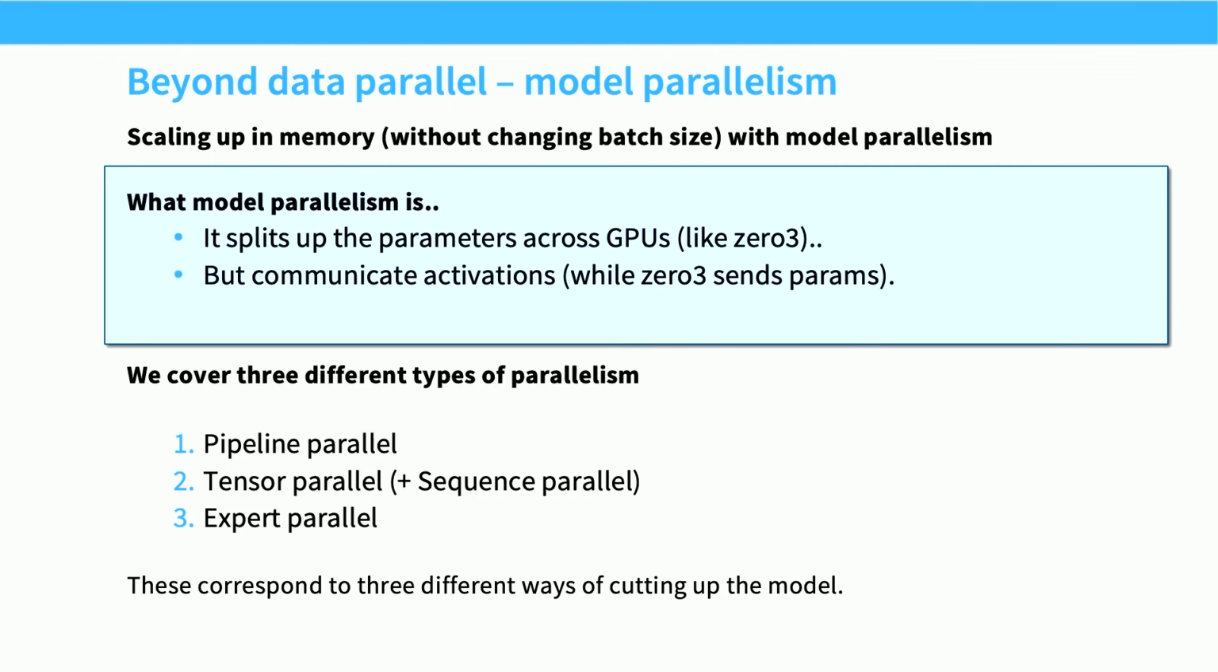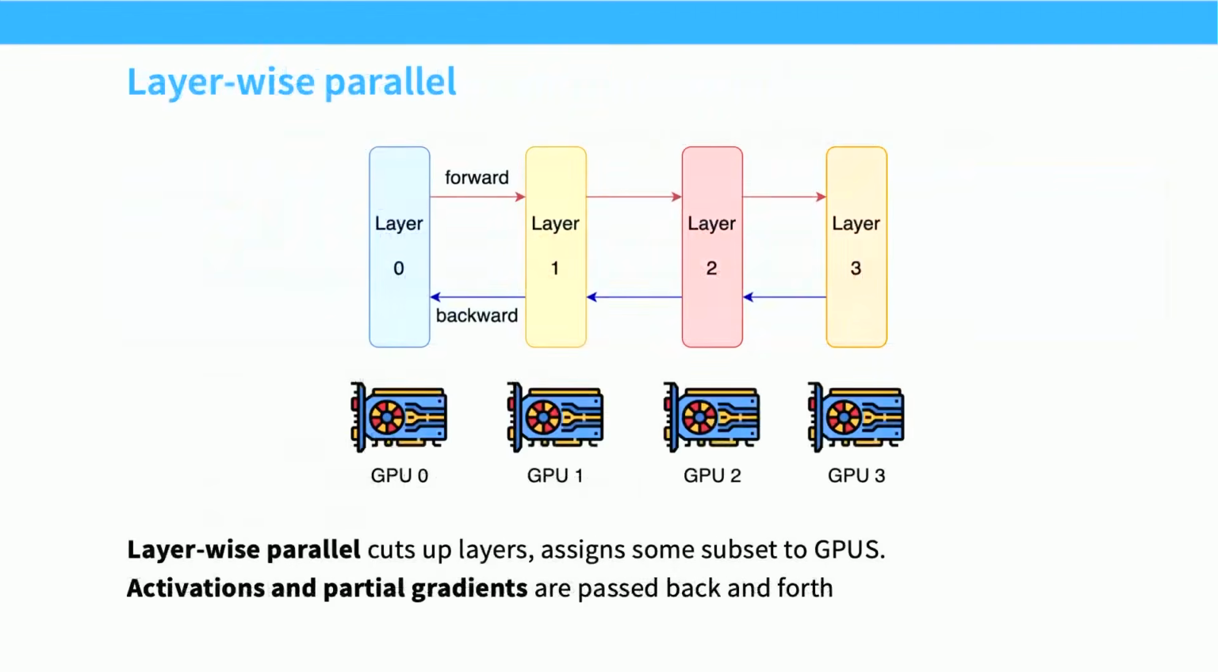And this will involve pipeline parallel, which is cutting up layers, tensor parallel, which is cutting up matrices, and expert parallel, which is sharding experts into different places, right? And Percy's talked about tensor parallel already, so you have roughly some mental model of this.